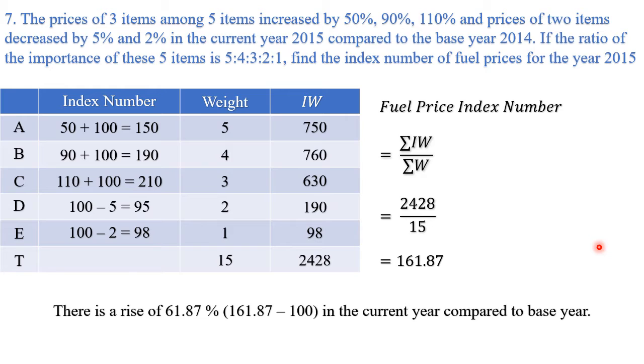If you want, you can add the statement: there is a rise of 61.87% in the fuel prices in the current year 2015 compared to the base year 2014. You can add these words in the statement. It will improve your answer. But basically this is the method which you need to follow for this kind of questions. Increase means plus 100, decrease means subtract from 100. Moving on.